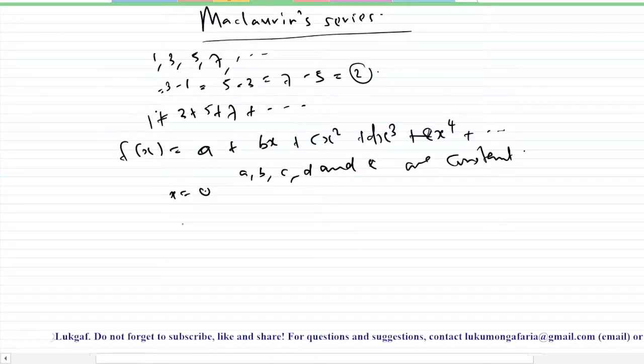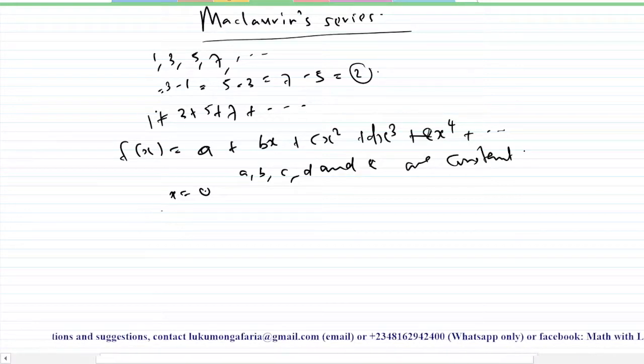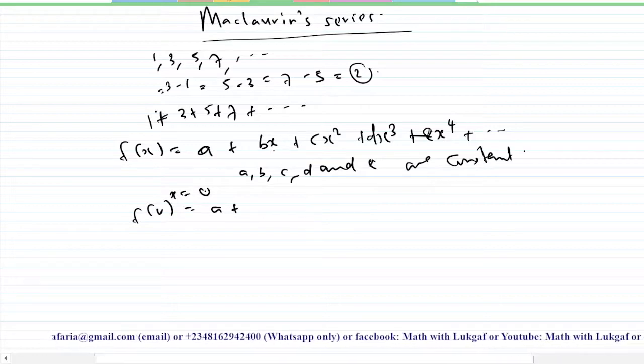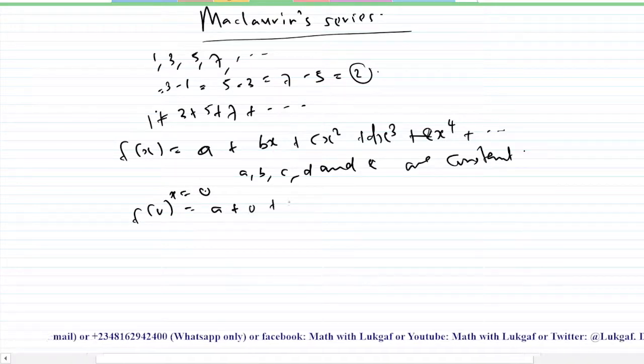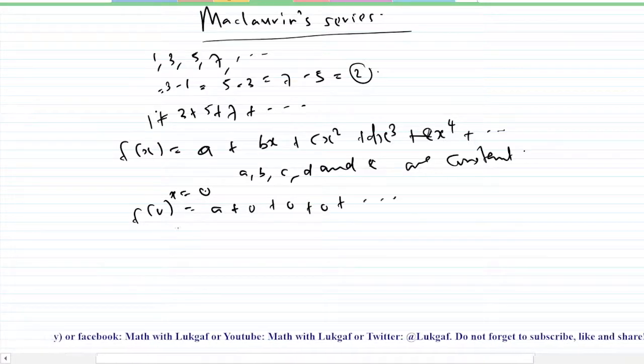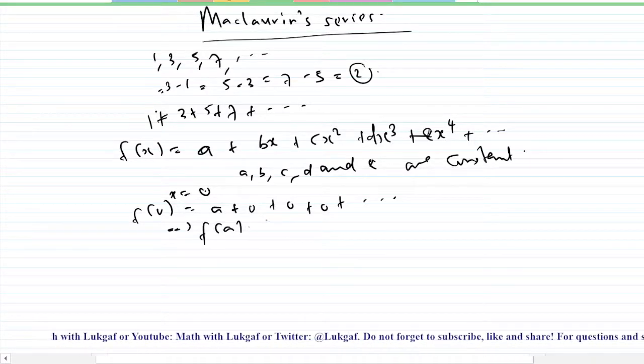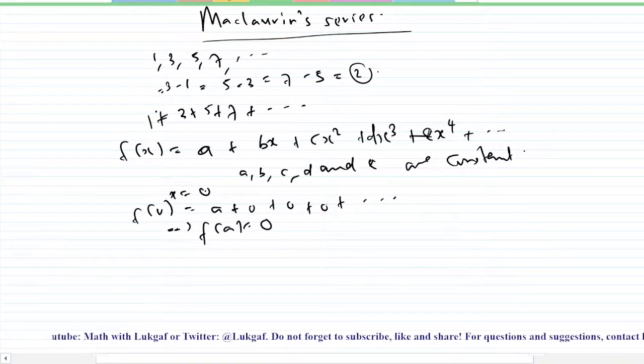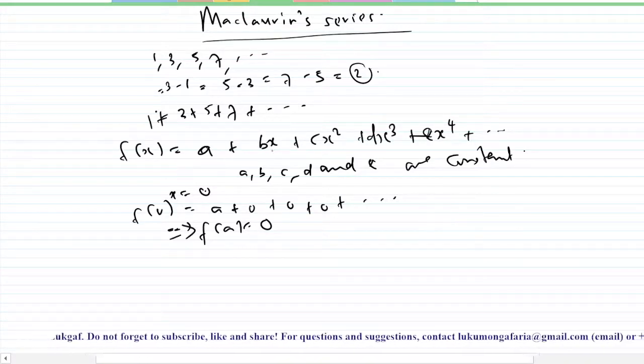If your x is equal to 0, then I'm going to have f of 0. Where you see x, you put 0, plus a. If you put x to be 0 here, this will be 0, this guy will be 0, this guy will be 0, and so on and so forth. Then you conclude adequately that your f of 0 is equal to a. Likewise, you can find the value of b as well.